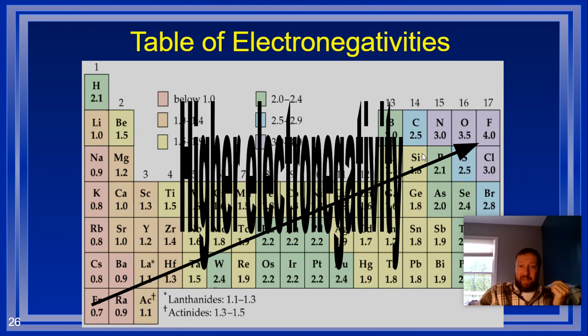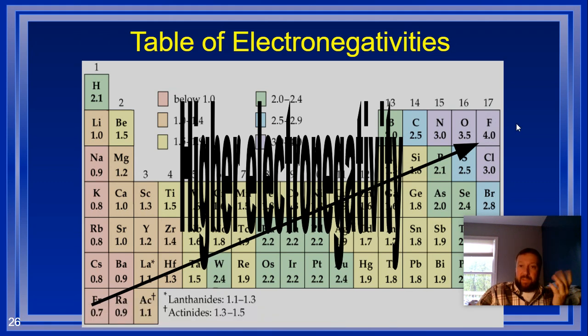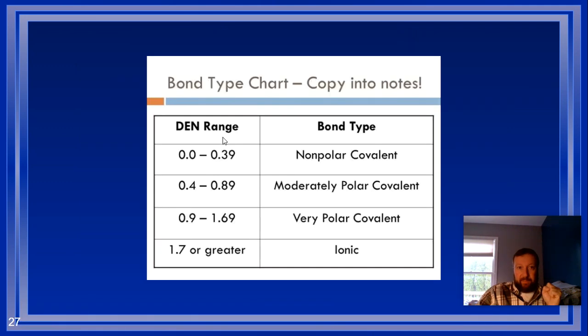Here's a table of electronegativities that we talked about in chapter 6, with the periodic table, with fluorine having the most, basically being the strongest at tug of war, and francium down here at the bottom being the weakest, as far as that would go.